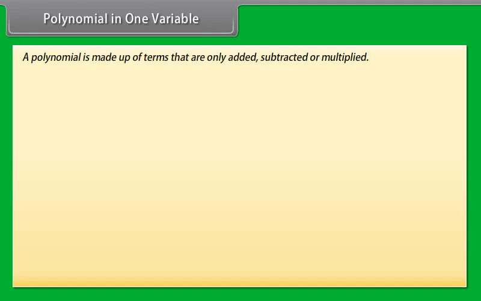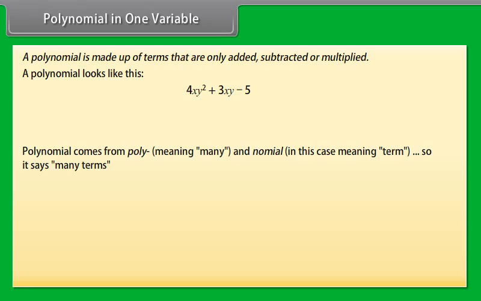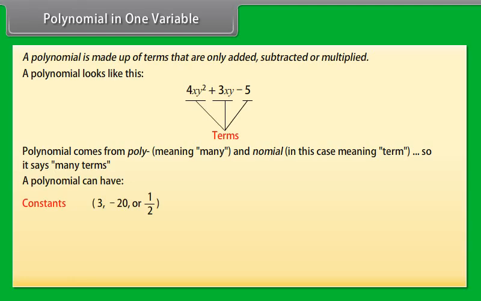Polynomial in one variable. A polynomial is made up of terms that are only added, subtracted, or multiplied. A polynomial looks like this. Polynomial comes from poly, meaning many, and nomial, in this case meaning term. So it says many terms. A polynomial can have constants like 3, -20, or 1/2, variables like x and y, and exponents like the 2 in y square, but only 0, 1, 2, 3, and so on.